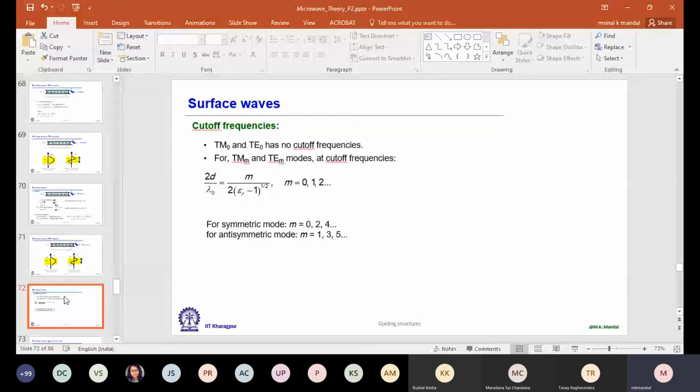For other TM and TE modes, we have the same expression for cutoff frequencies. It is given by 2T by lambda naught equal to m by 2 into (epsilon r minus 1) to the power half. M represents the mode number, and 2T is the thickness.